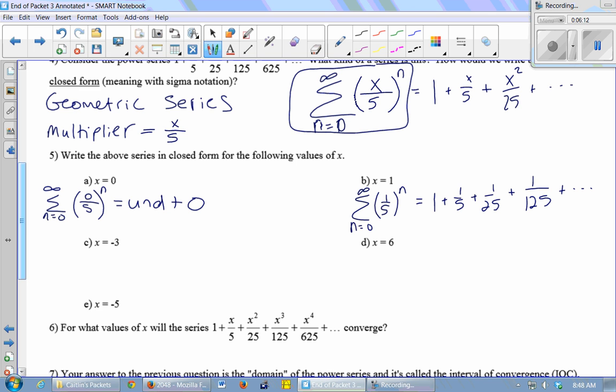Do you need a calculator? It converges to a over 1 minus r, since we already have x's floating around here. r is the common ratio, or the constant multiplier. So my first term is 1, my constant multiplier is 1/5, so 1 over 4/5 is 5/4.